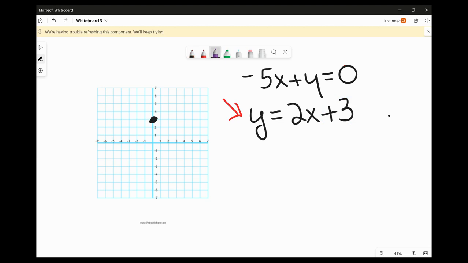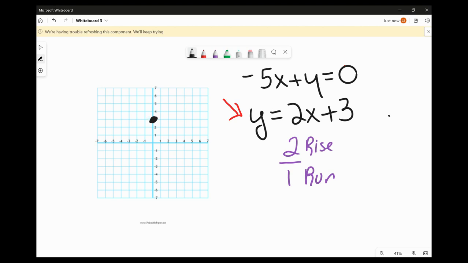Next step is to identify the slope. And the slope is the number that's with the x. So my slope is 2. And I'm going to turn that into a fraction so that I can find out the rise and the run. And then from this point, my y-intercept, I'm going to move using the rise and the run.